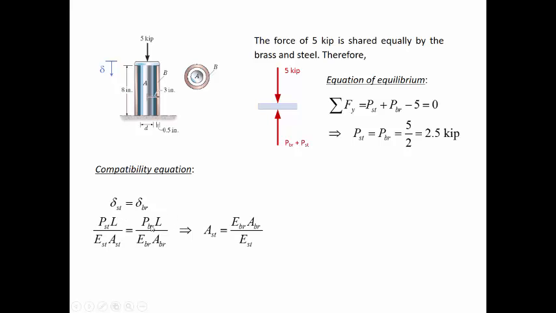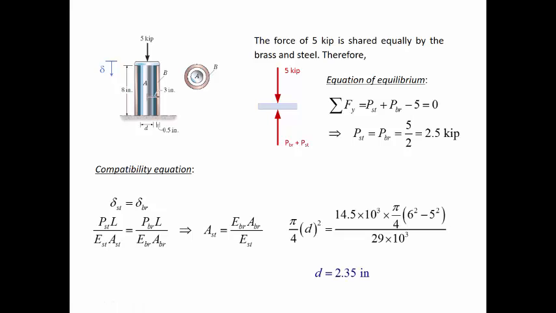So now we can write the area of the steel post as a function of the elastic moduli of the brass and the steel and the cross-sectional area of the brass. Remember, we know everything here on the right side of this equation, and what we need to determine is the diameter. So if we find out the value of the area, we can find out the diameter.